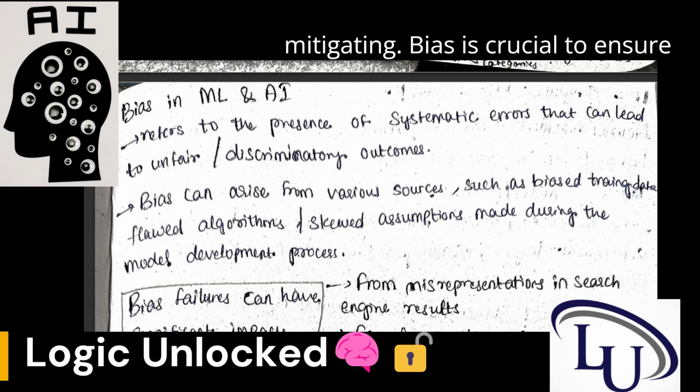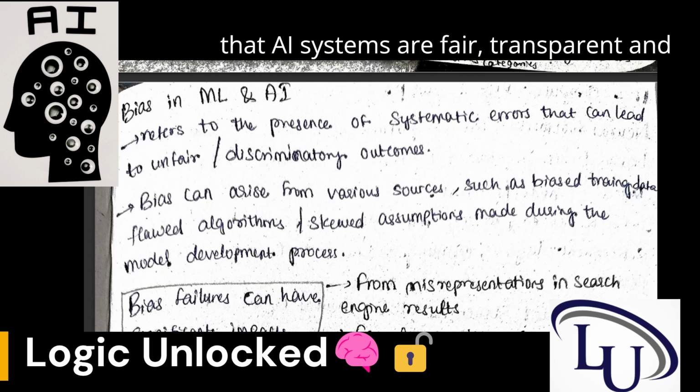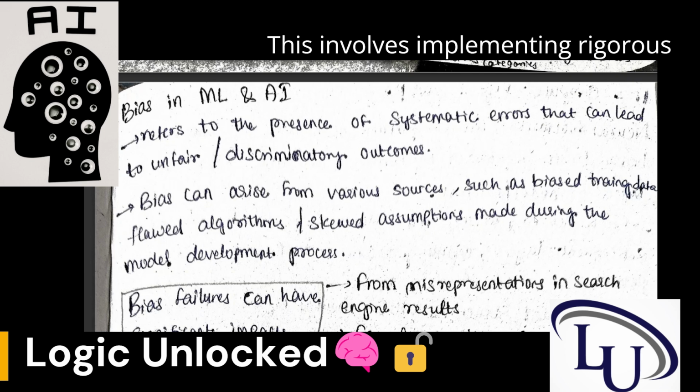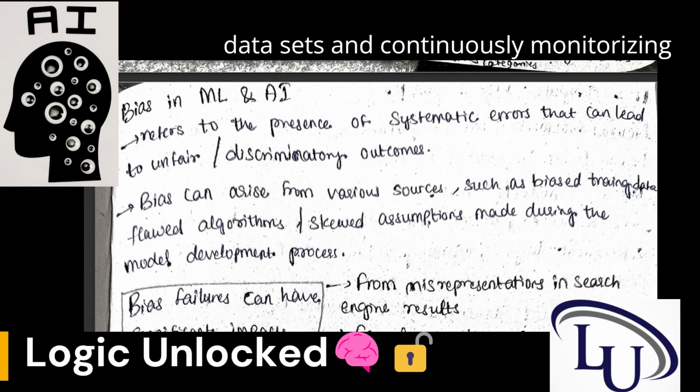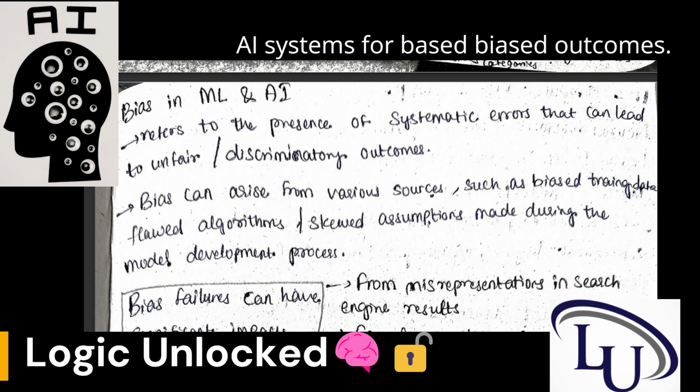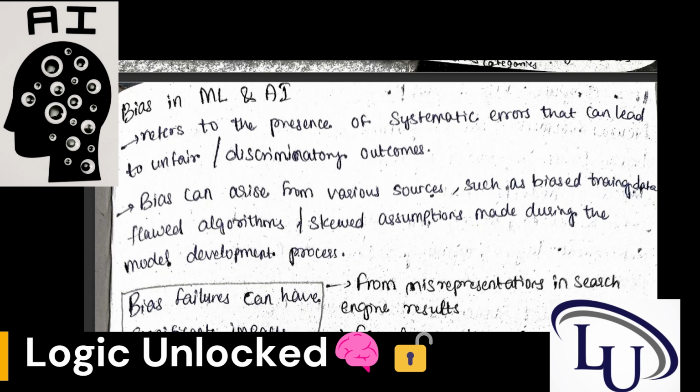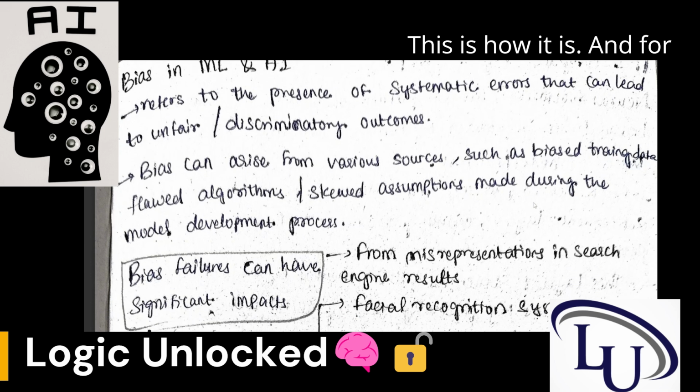For these reasons, mitigating bias is crucial to ensure that AI systems are fair, transparent, and ethical, promoting inclusivity and accuracy in their applications. This involves implementing rigorous testing, using diverse and representative datasets, and continuously monitoring AI systems for biased outcomes.